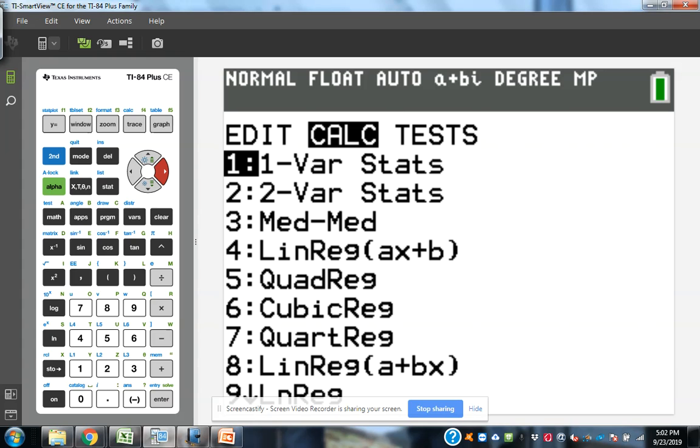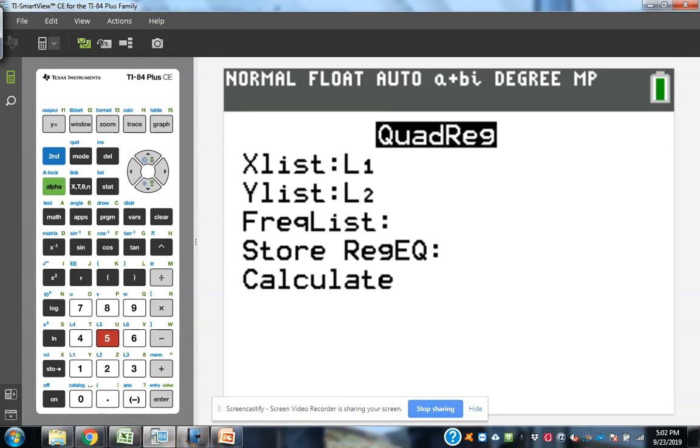Then I can hit Stat and go over to Calculate, and I'm going to do a quadratic regression with those 3 points. So that's choice number 5. I want to make sure wherever I put my x values, that list is there, and wherever I put my y values, that list is there. I don't need anything in frequency list. I'm not going to store that equation. I'm going to write it out, or just copy it down. I'm just going to tell it to calculate it.